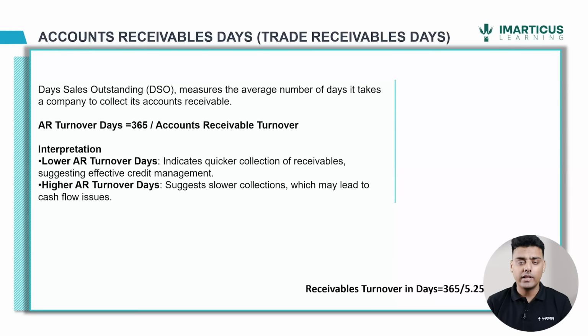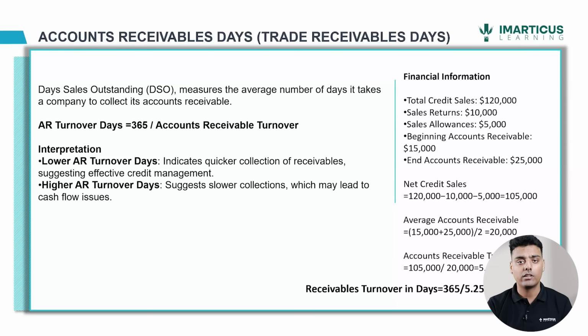What is the accounts receivable days ratio? The accounts receivable days ratio is a ratio that tells me how many days on an average it takes to collect my receivables. Let's look at a numerical. If I were to take the same question which we discussed previously, and calculate the accounts receivable days, I would use the formula 365 divided by accounts receivable turnover, and that would give me a total collection period of 69.52, or roughly 70 days. Translation: the company takes 70 days to collect its receivables.